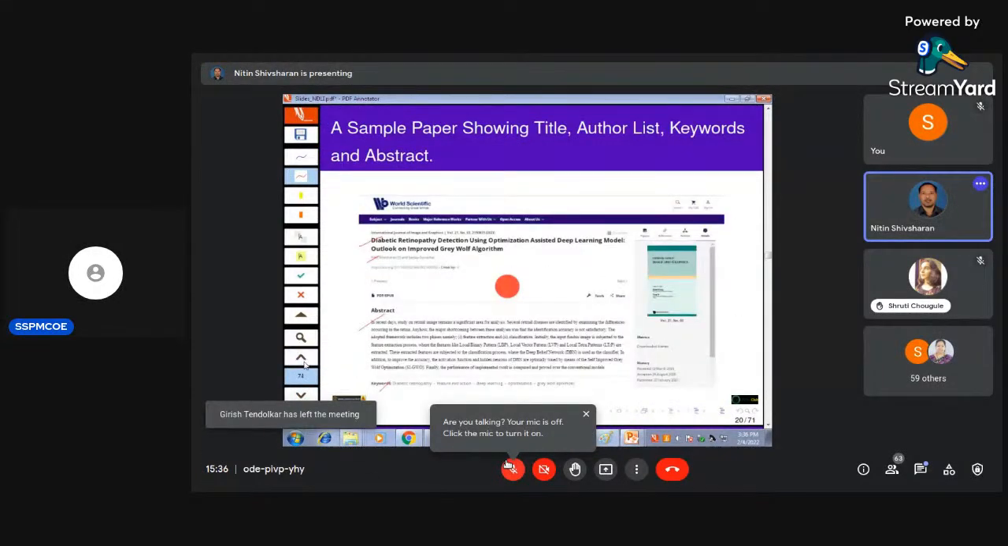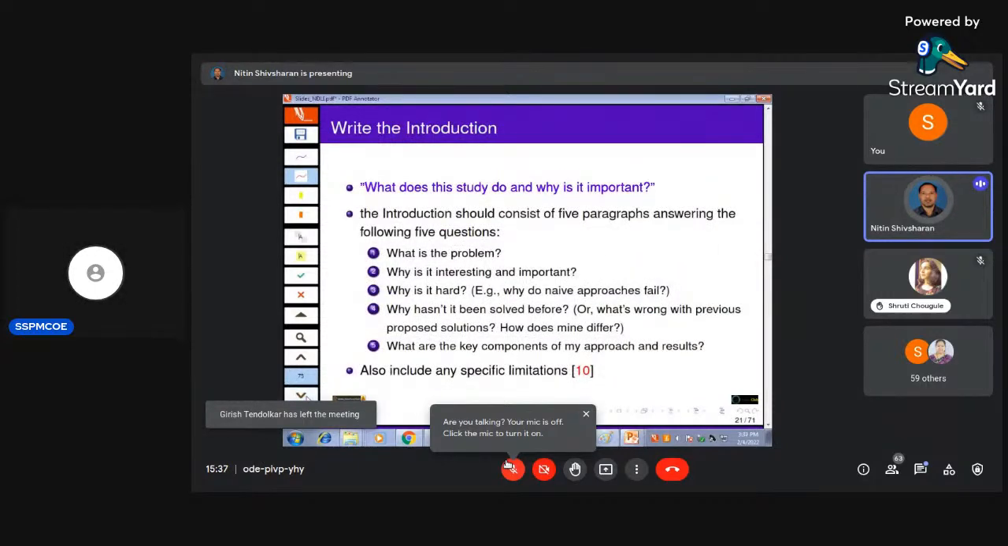Once you are ready with the abstract, title and keywords, the next part is the introduction. What should this introduction contain?